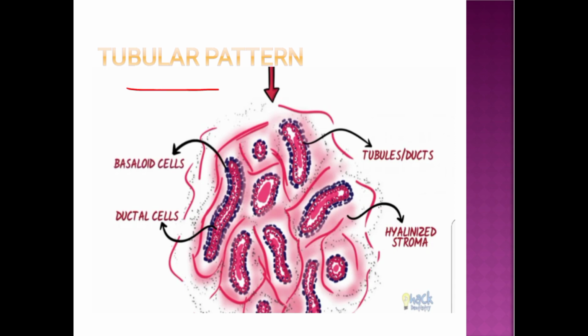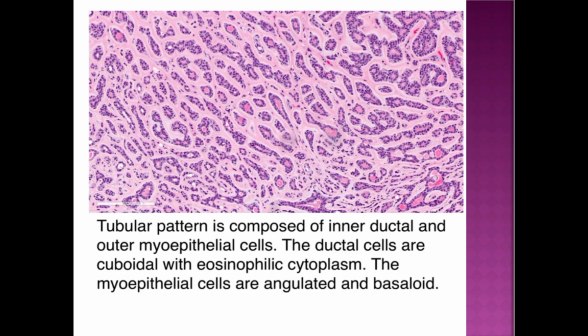And now it is a tubular pattern. In the tubular pattern, you can see that it is arranged in tubular form. Basaloid cells are surrounding the cystic spaces, and here is a hyalinized stroma. This tubular pattern is composed of inner ductal and myoepithelial cells, and these ductal cells are cuboidal with eosinophilic cytoplasm, and myoepithelial cells are angulated or basaloid.